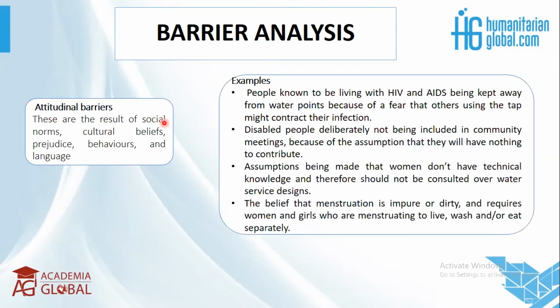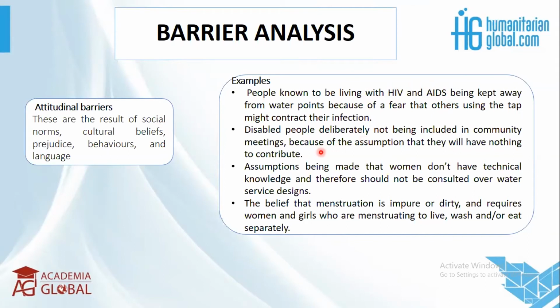The last category is what we call attitudinal barriers. These are more at the community level, within the society where people live. It's all about the cultures, beliefs, behaviors and prejudices that are happening within a certain society. Sometimes these are not universal. The attitudinal barriers are more within a context or within a society. For example, what we talked about in terms of people living with HIV and AIDS: sometimes they are kept away from water points because of fear that others may contract the infection. This may not happen in other contexts, but at times it happens.